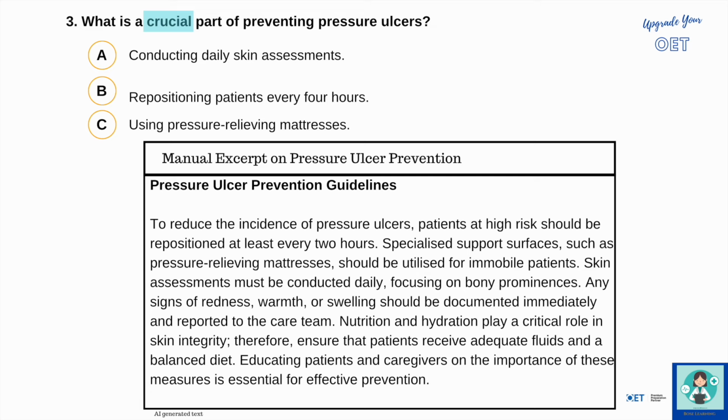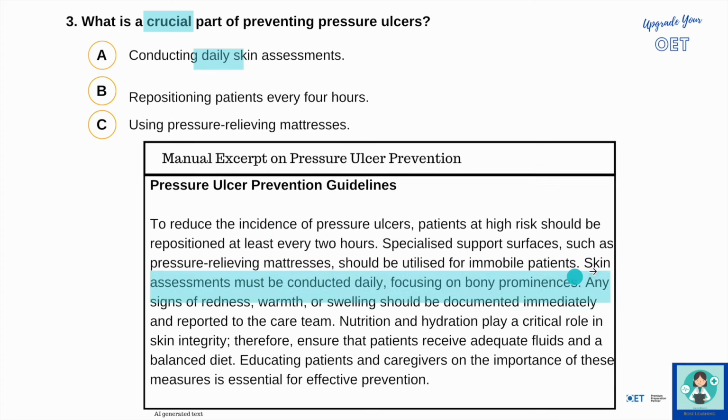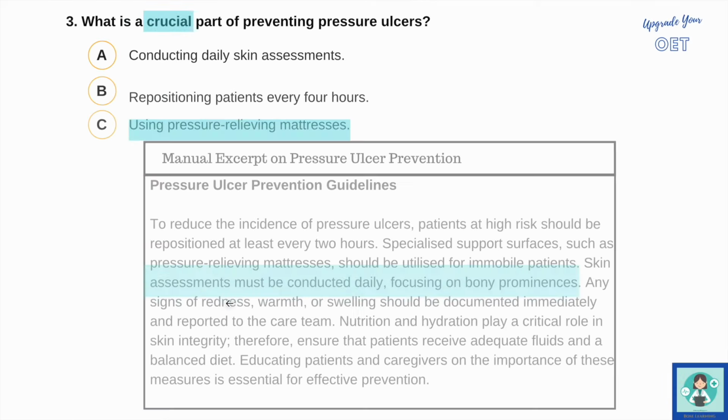Okay, number 3, again, what is a crucial part of preventing pressure ulcers? The whole thing is about preventing ulcers that are caused by too much pressure on the body, so we need to find a crucial part. Conducting daily skin assessments, well, we see here a large part of the text does talk about it. We need to conduct these assessments daily, focusing on bony prominences. We need to document all of these kind of things. So it does look like A, but we will just check the other ones.